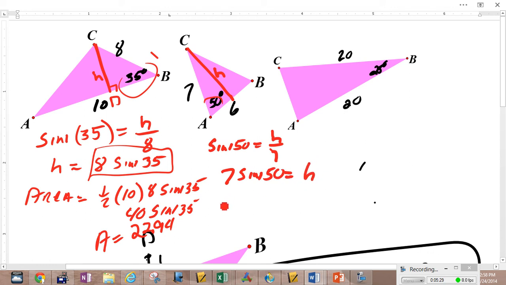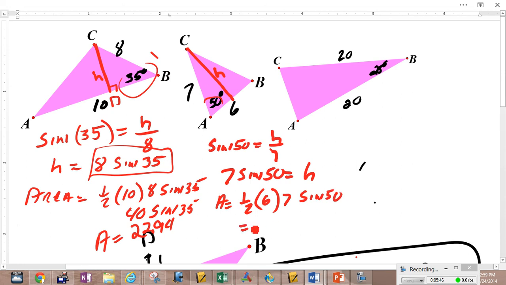And the area now is half the height times the base. The base is 6, so I'm going to put that first. The height is 7 times the sine of 50. And again, I can do this.